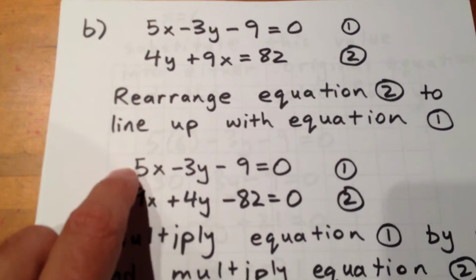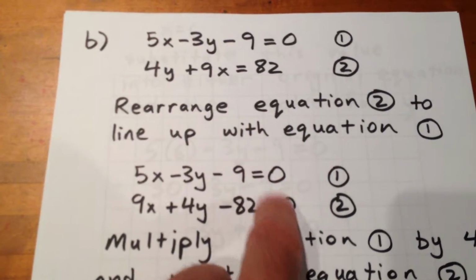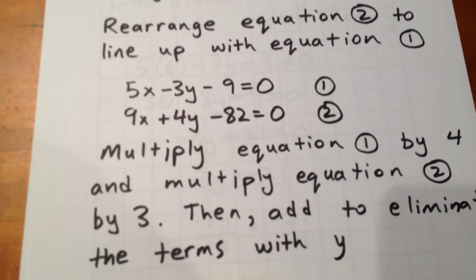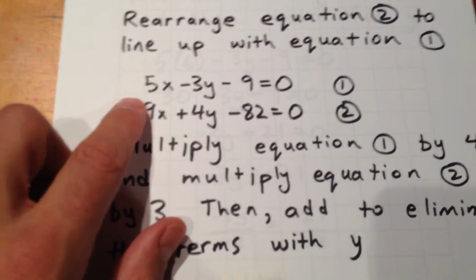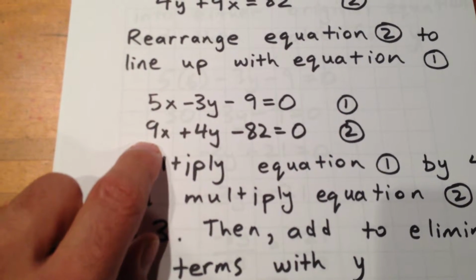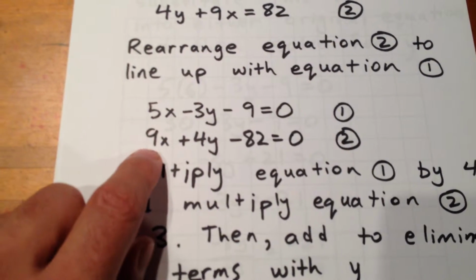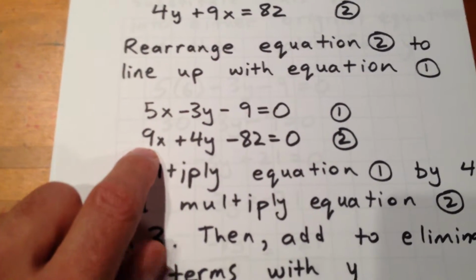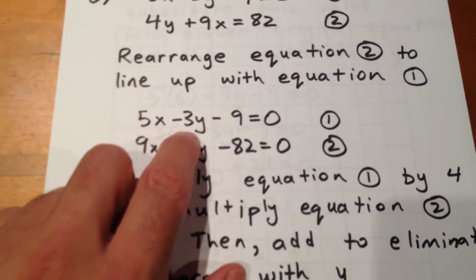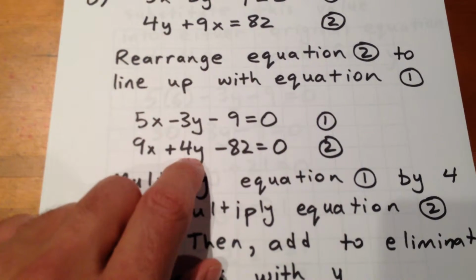The reason I did that is now I have my x terms lined up, my y terms lined up, my constant terms lined up, equal signs lined up, and zeros lined up. Alright, now I have a decision to make. Do I want to eliminate x's or y's? Eliminating x's will require a coefficient of 45 because the lowest common multiple of 5 and 9 is 45. That's a pretty high number. Eliminating my y's will only require a coefficient of 12 because the lowest common multiple of 3 and 4 is 12. I like that idea better.